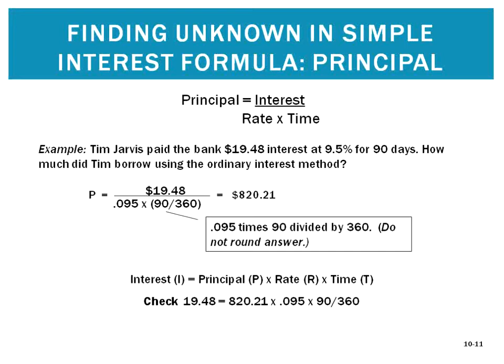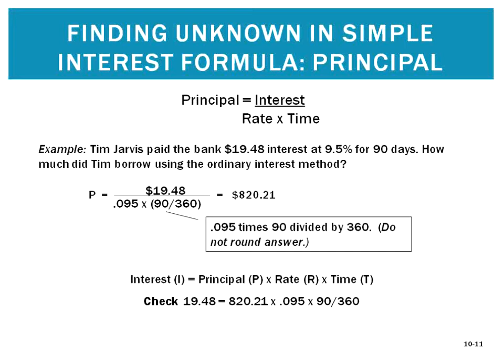So Tim Jarvis paid the bank $19.48 of interest. Okay, so we know what the interest is, at 9.5% for 90 days. How much did Tim borrow using the ordinary interest method? Okay, keywords. How much did Tim borrow? The question is, what is the principal? And then of course, using the ordinary interest method. Those are another keyword, ordinary interest, because that just means it's out of 360 instead of 365.